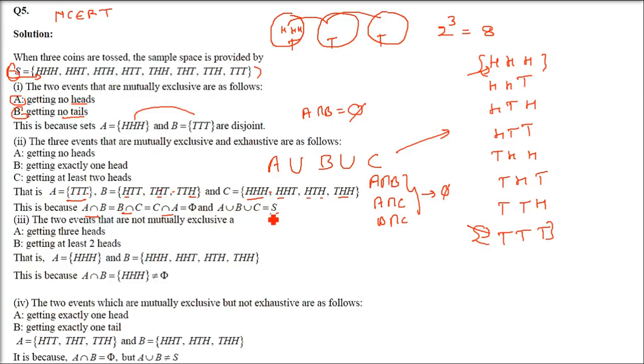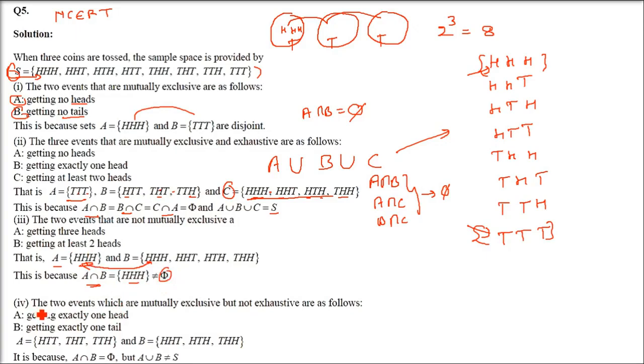Now coming to the third one. Third one is 2 events A and B which are not mutually exclusive. So if you do the intersection, you need to get something. So you can take, for example, A is getting 3 heads, and let us make B getting at least 2 heads. So you get HHH common in these two, so A intersection B is not phi. This is how we make it.